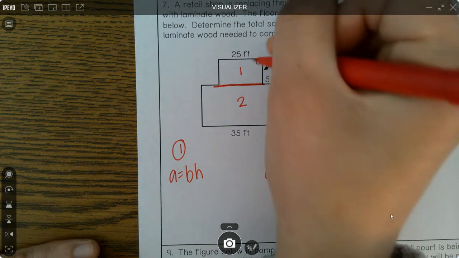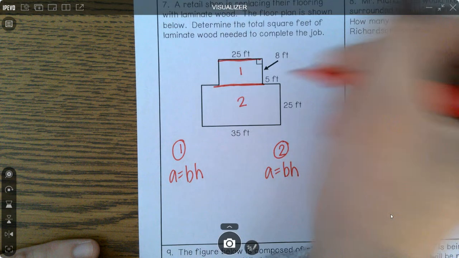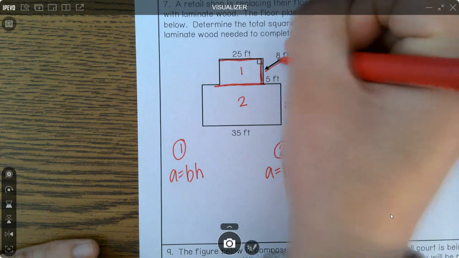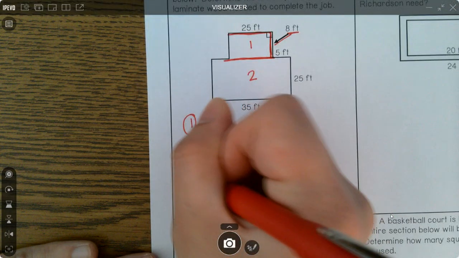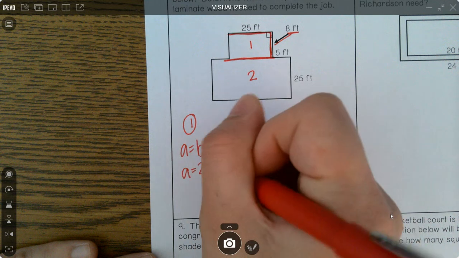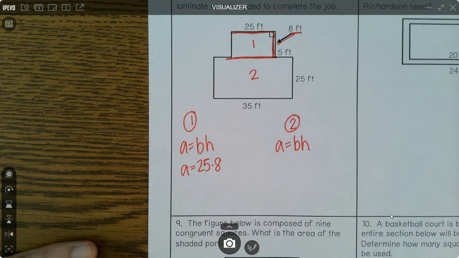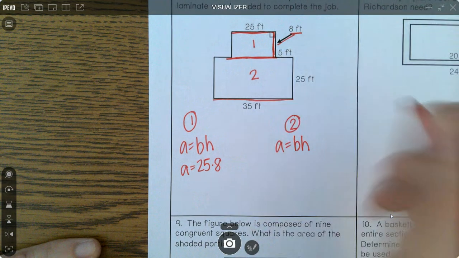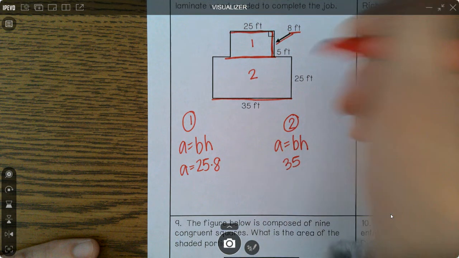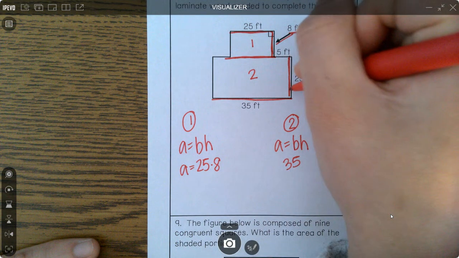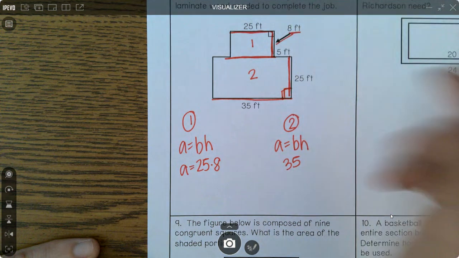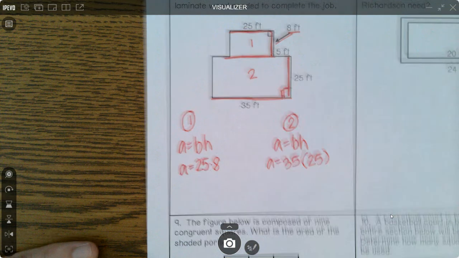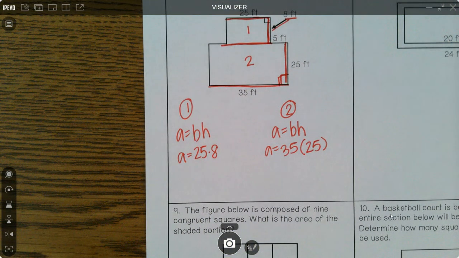So when I plug in the base of shape 1, and I got the height, so I can just plug those in. There's not really any tricks here. And when I look at shape 2, I'm not going to pay attention to that side. I'm going to pay attention to this base, which gives me 35. And I'm going to pay attention to this height because the base and height make a right angle. All right, solve out the area of those 2 shapes now that we've broken them up.